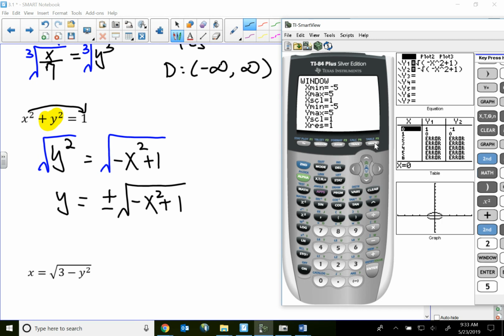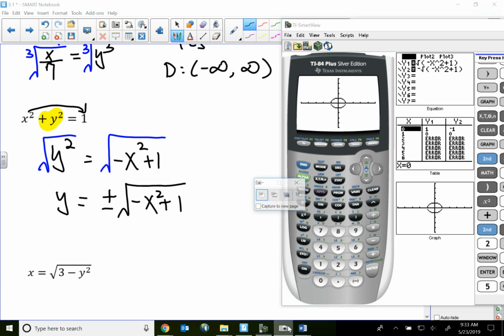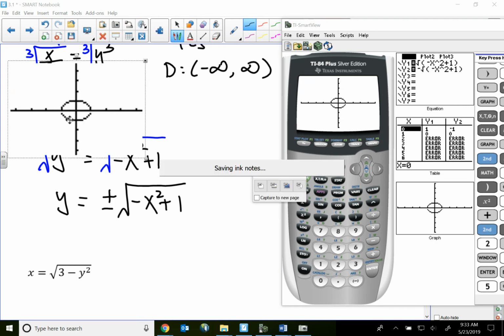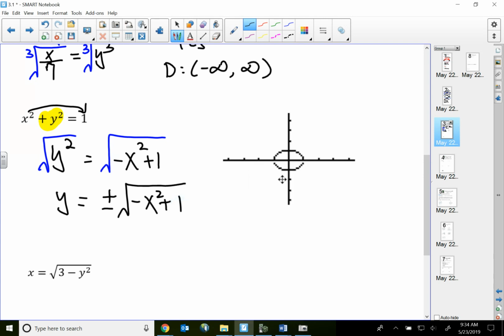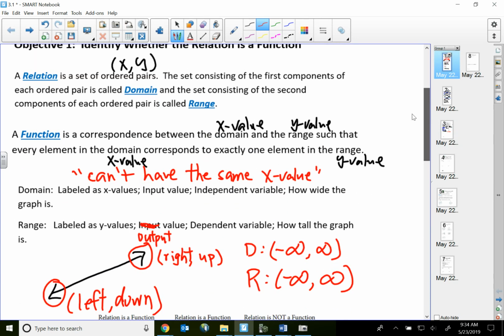Changing all of them. And when I press graph, it looked like this. What is this? This is actually a circle graph. All right, I'm going to go ahead and tell you that a circle graph is actually not a function, for the simple reason that, remember when we defined what a function is, we just can't have the same x value.